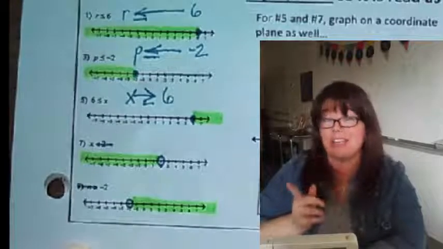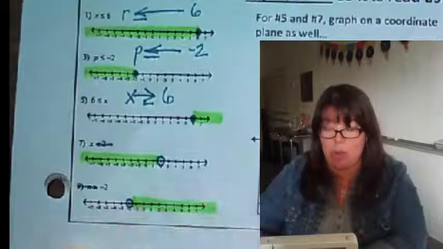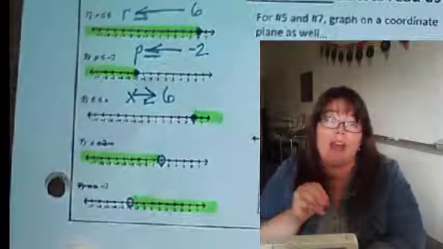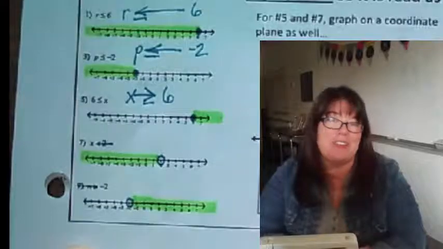In the next video, we're going to take a look at what to do when you have coordinate planes. We're also going to take a look at what you can do if they give you a graph and you have to write the inequality. So come on back for part 2.